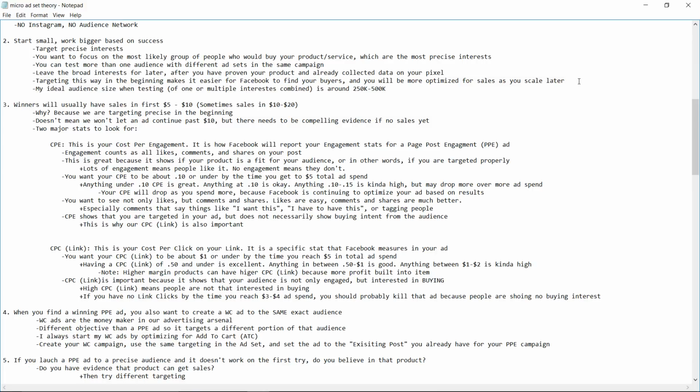Targeting this way in the beginning makes it easier for Facebook to find your buyers, and you will be more optimized for sales as you scale later. All right, there's really no debating that, in my opinion, because it is going to be easier for Facebook to find buyers or convert on your objective the less that you give it to have to work through. And my ideal audience size is around 250 to 500K when I'm starting, but that doesn't mean I won't go up to 1 million. That doesn't mean I won't go down to 50,000. That's just the sweet spot.